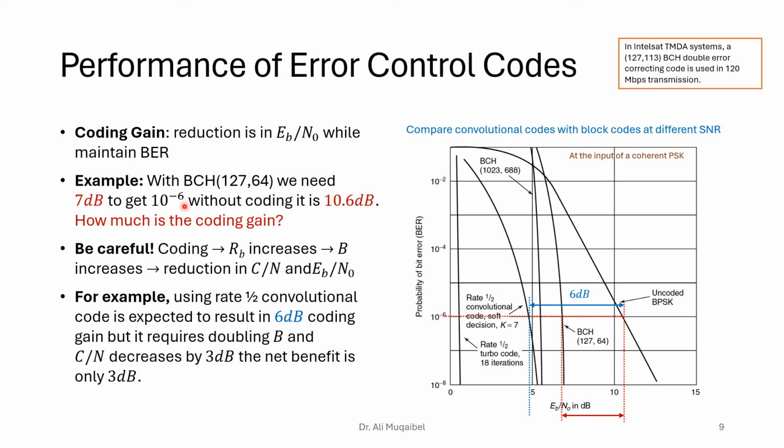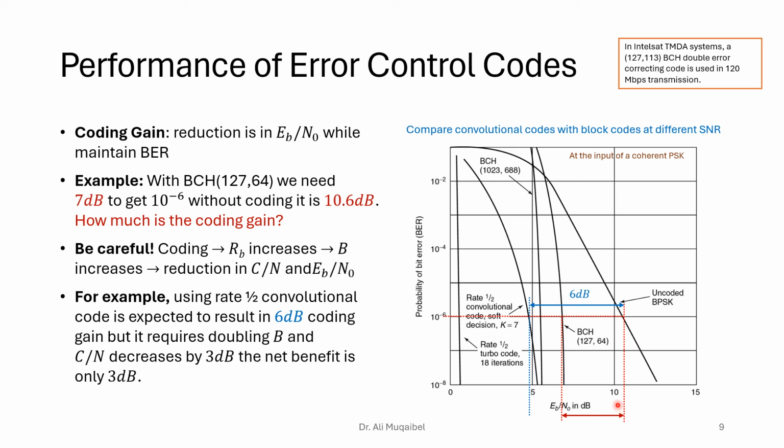If you decide to not use coding, then it's just going to continue the line. This line is the uncoded binary phase shift keying. So see how much is the difference here to go from here to here. I'm drawing this in the line. So you subtract 10.6 from 7 and you get the coding gain.